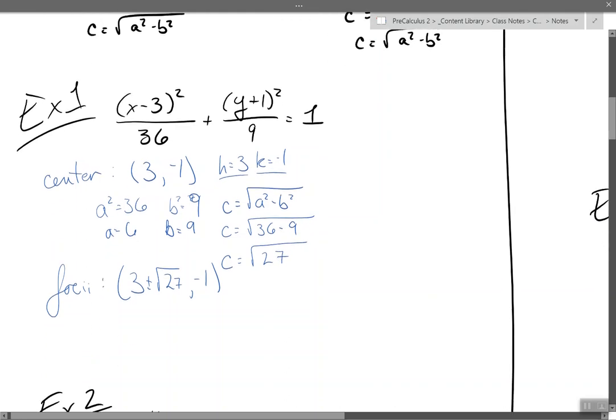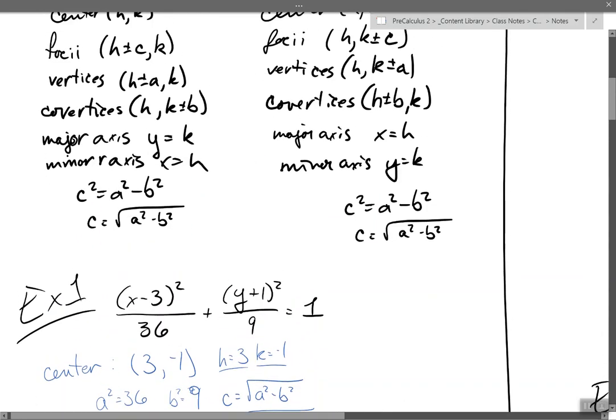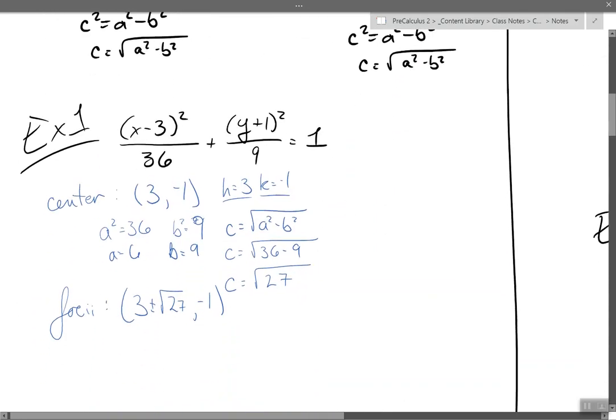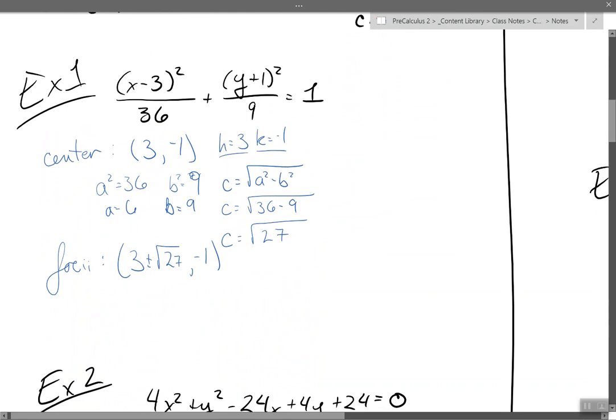All right, I'm writing apparently too big here. That's okay. The next thing is the vertices. So that's h plus or minus a. So I'm just going to go back up here so I can leave some space down at the bottom of the graph. So vertices are at h plus or minus a. So h is 3, a is 6. So 3 plus 6 is 9, -1. And then we'll do the subtraction. So 3 minus 6 is -3, -1.